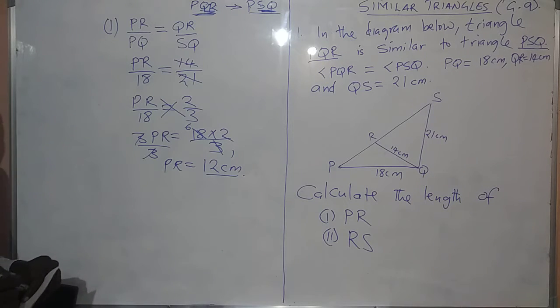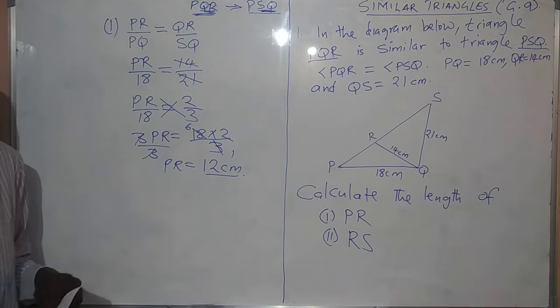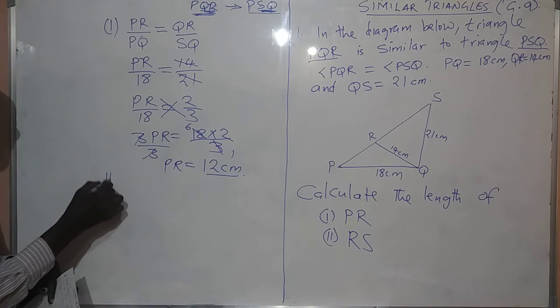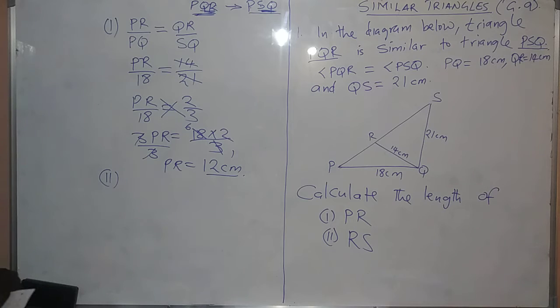So all we do is just identify the corresponding sides, and then we can calculate what we are asked to find. So number two here, we have RS.